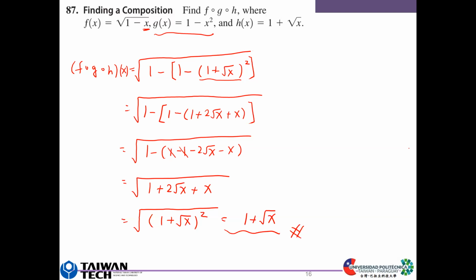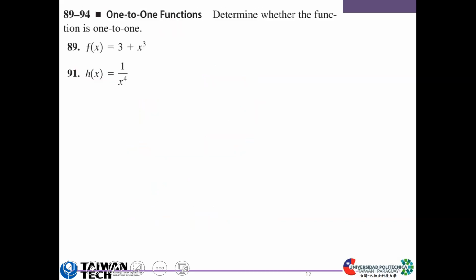They are in composition. And for a composition function, the sequence matters. So if it's laid out like this, f and g and h, you use h to replace the variables in g. And then you get a new function and use this function to replace the variables in f. Okay, that's how we calculate this composition function. So any questions? If no questions, let's look at the next problem.